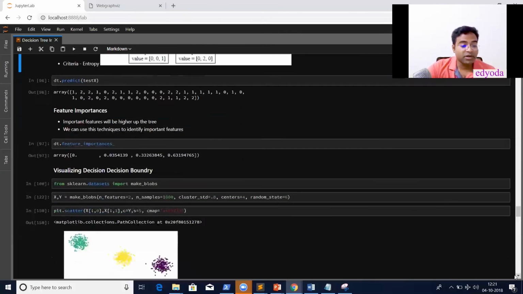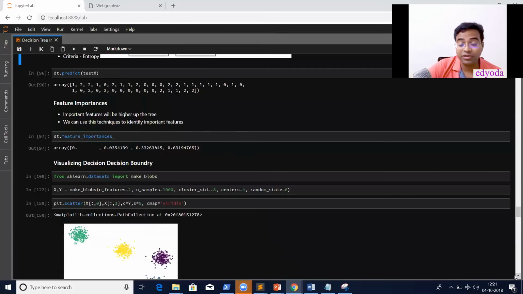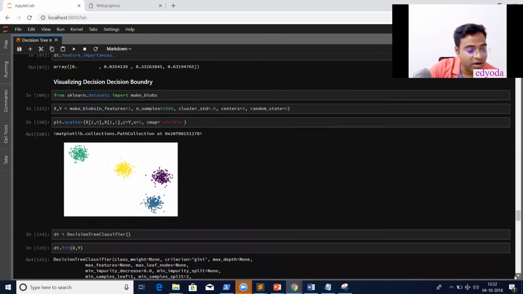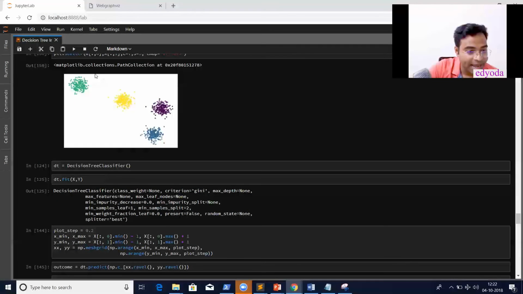Let's now understand how this decision tree works with generated data. This is a pretty interesting example. You are generating data like this using make_blobs, and this is one blob, this is another, this is another. These are different classes of data. 4 class data. Now we are using a decision tree and training the model. Basically, this is what it needs to separate.